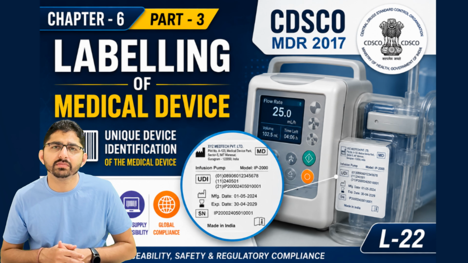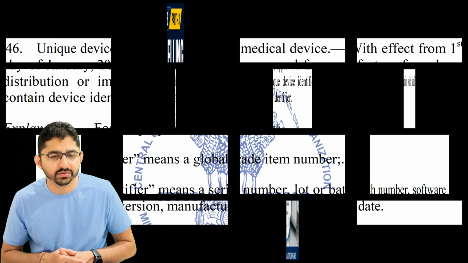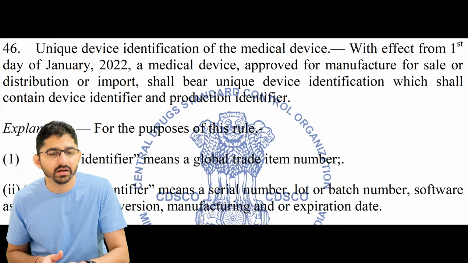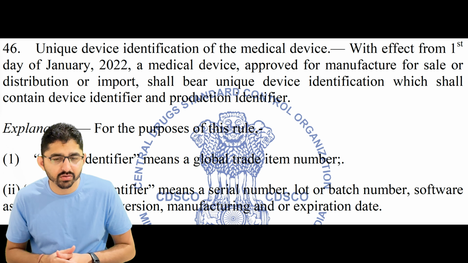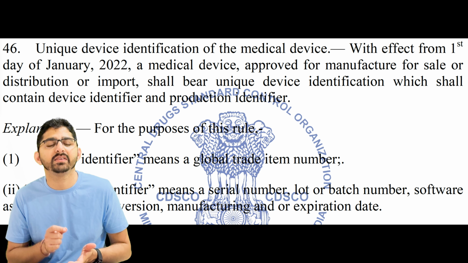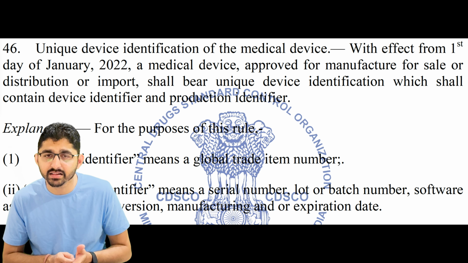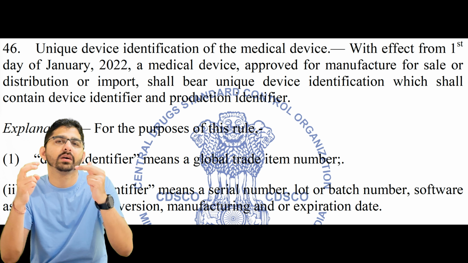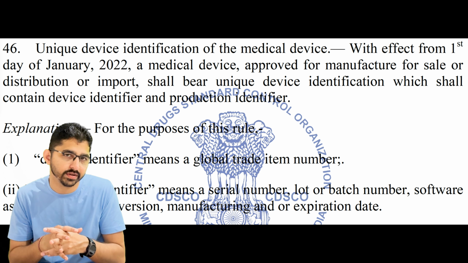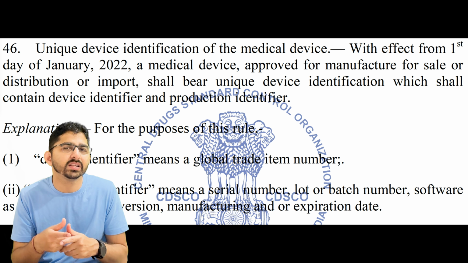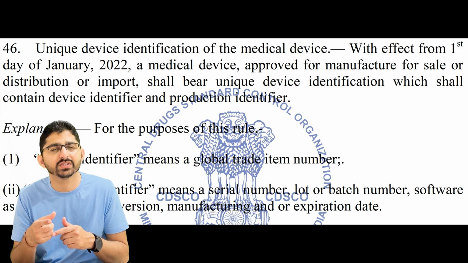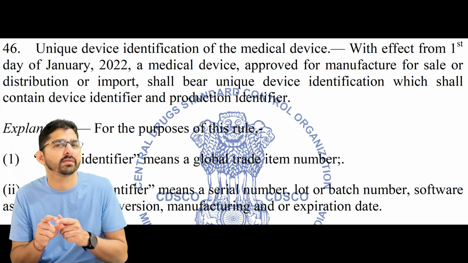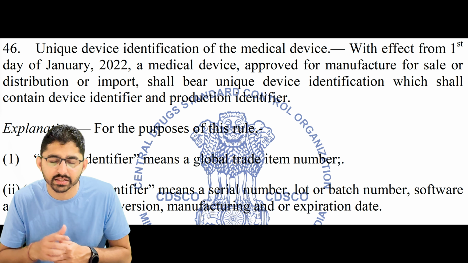With effect from the 1st of January 2022, medical devices approved for manufacture for sale or distribution or import shall bear this unique device number, which shall contain a device identifier and the production identifier method. So there is a clubbing of two different identifiers, right? If you want to go into more detail, then you can watch one of my reels or shorts which was published long ago, for which I'm going to provide a link in my description below, right? You can check that out.